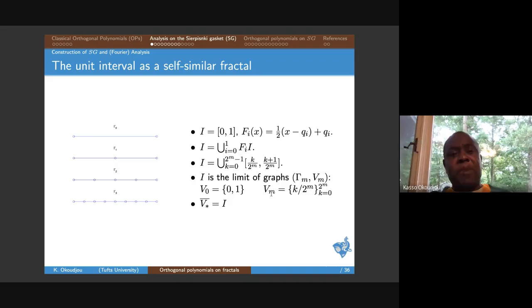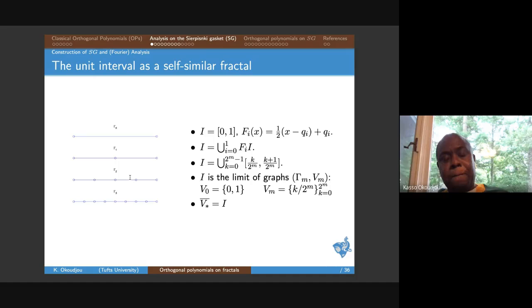Okay. So at level zero, I only have 2 points, right? At level one, I'm going to have 3 points. At level two, I'm going to have 5. So the M denotes the level of approximation. If I'm thinking about approximating the unit interval with graphs, then the graph gamma_M is the Mth approximation of my set. And then the number of vertices in that is going to be exactly 2^M + 1.